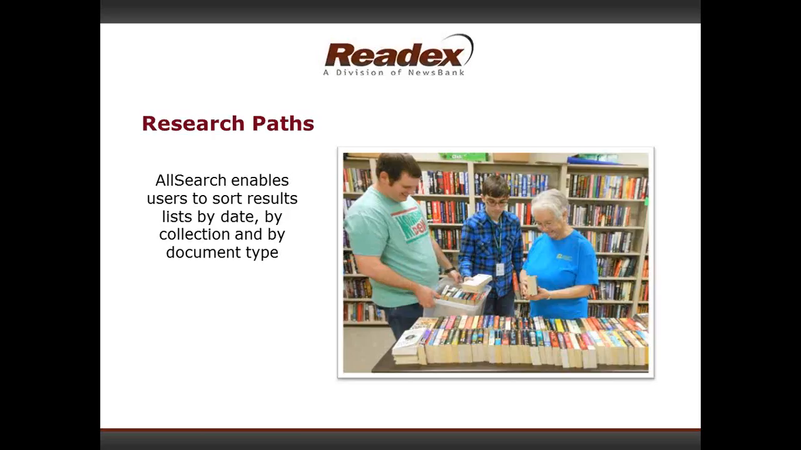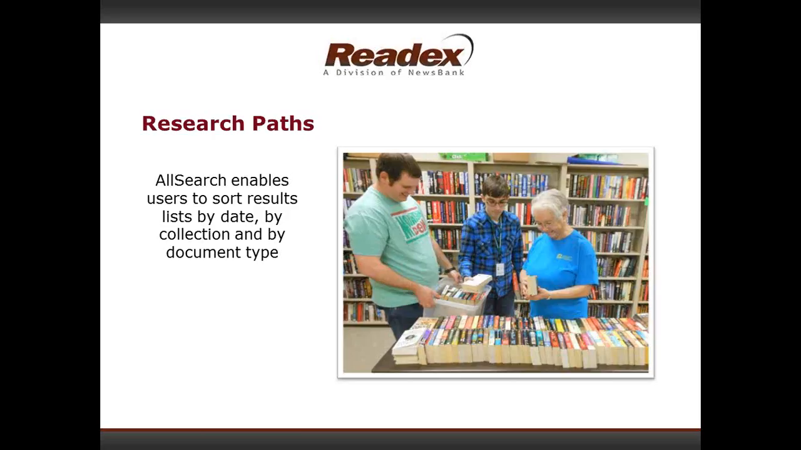They might say, well, I'm interested in a certain perspective that's only going to come through by a specific type of collection. Or they may say, I'm not really interested in just general coverage. I want official coverage. So I'm not interested in newspapers. I might only want government documents. And so they can then sort by document type.